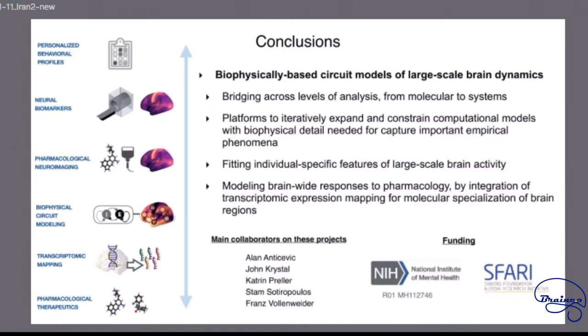And so, being able to do these types of analyses and modeling at the individual subject level is, I think, very important. And again, ultimately, we're hoping to use this as a test bed for looking at disease and looking at pharmacology.